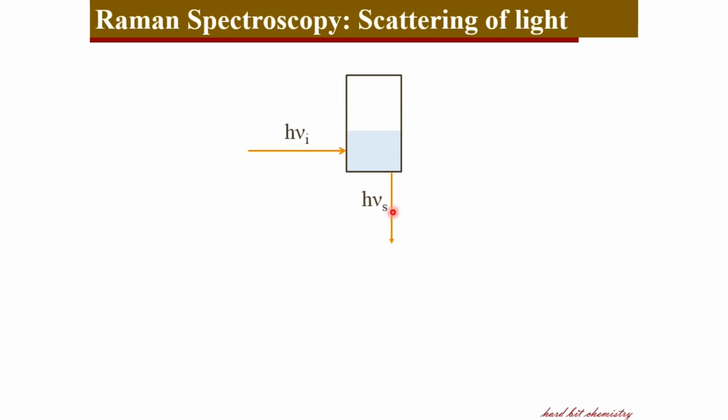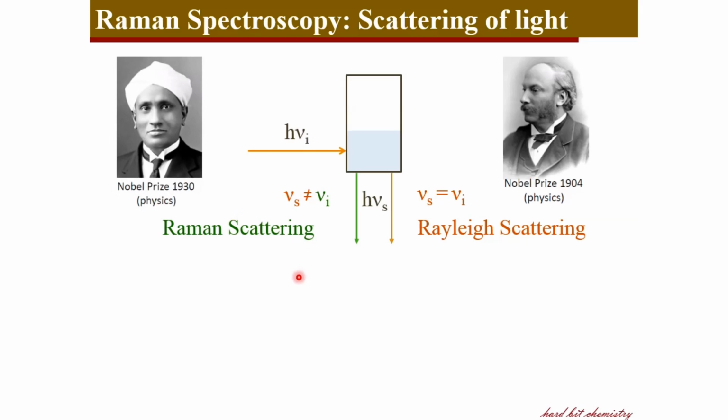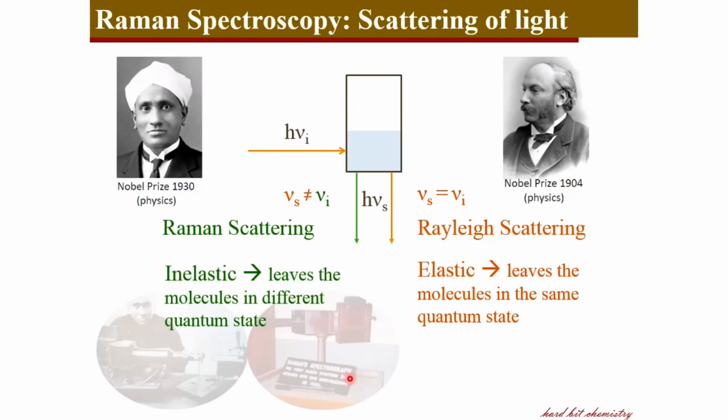And if the scattered radiation frequency and the incident radiation frequency are the same, that is called Rayleigh scattering after Lord Rayleigh. And the cases where scattered radiation frequency differs from the incident radiation frequency are called Raman scattering after Sir C.V. Raman, who brought the 1930 Physics Nobel Prize to India. And Rayleigh scattering is elastic in nature in the sense that during the scattering the molecules are left in the same quantum state as before, whereas Raman scattering is inelastic, that is, the light scattering leaves the molecules in different quantum states. And now let's see what that means.